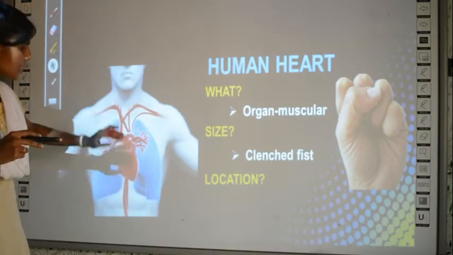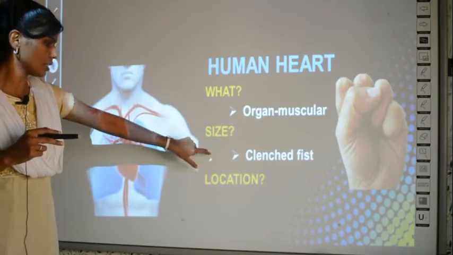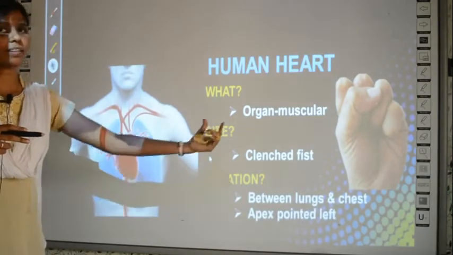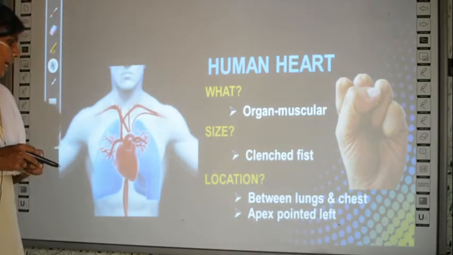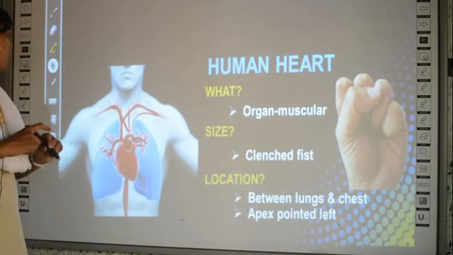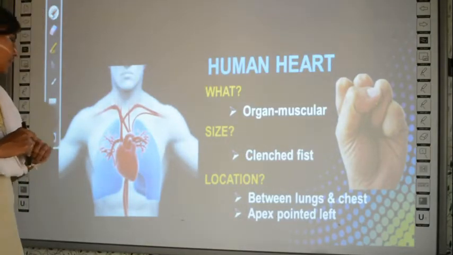So between the chest and the lungs only the heart is present. Between the lungs and the chest is the location of the heart, and the apex is pointed towards the left. Okay, there is a concept here.